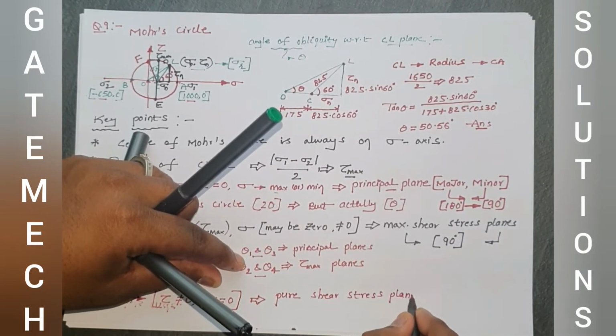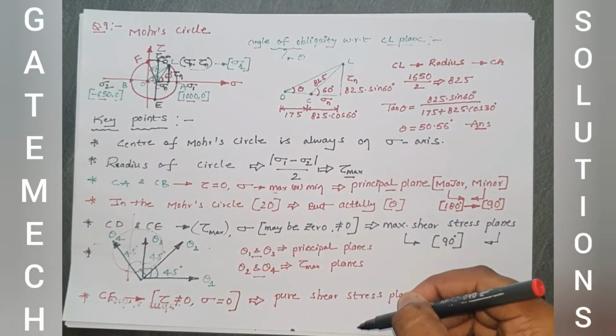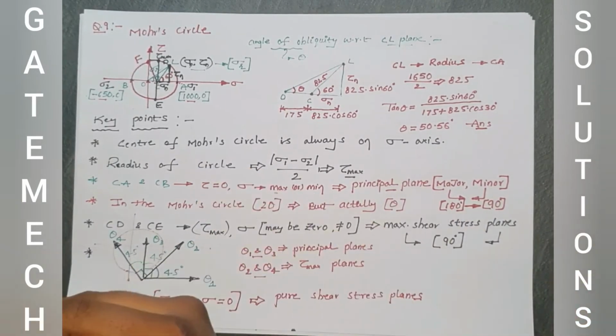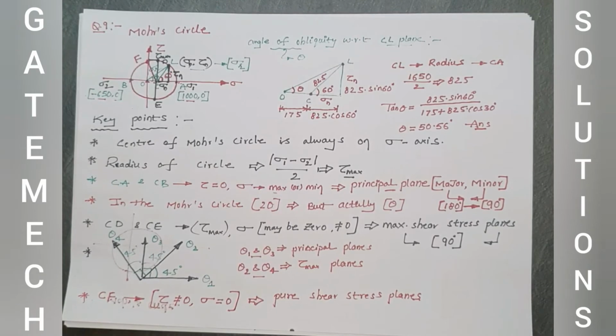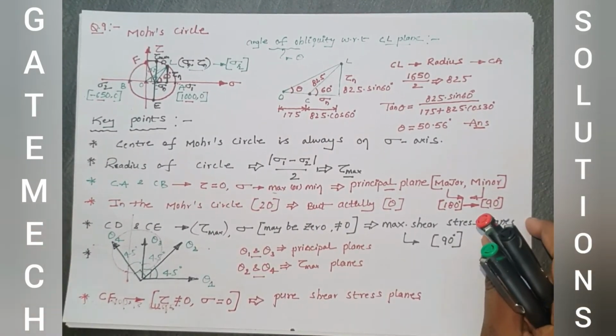Pure shear stress planes. Listen, there is no perfect relationship between tau max planes and pure shear stress planes, or principal planes and pure shear stress planes. The location of pure shear stress planes will depend on the type of loading conditions, the type of Mohr circle. So you need to remember some of the key points regarding Mohr circle, right? Some more information I can also discuss.